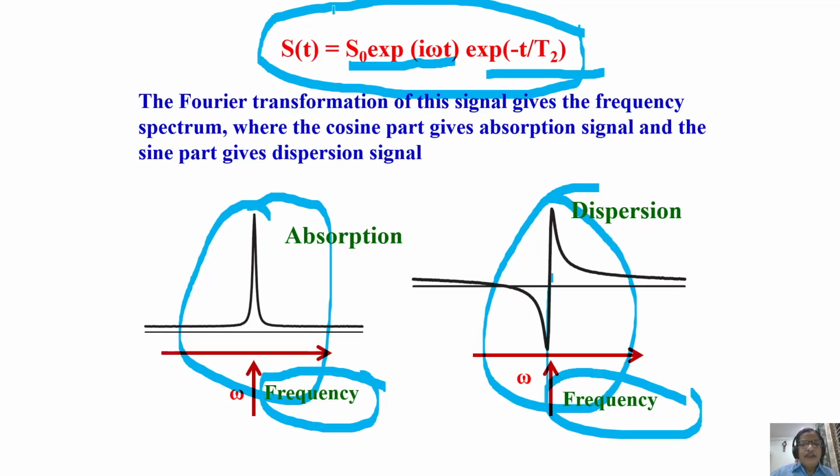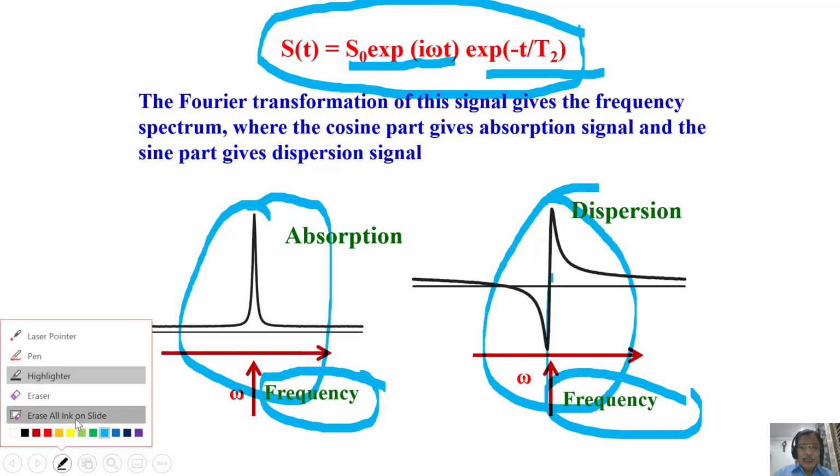Simply remember the decaying function which you collect in NMR. When you do the Fourier transformation, you get two types of peaks. This is called the real part. This is called the imaginary part. It is called the absorptive signal. It is the dispersive signal. Okay.